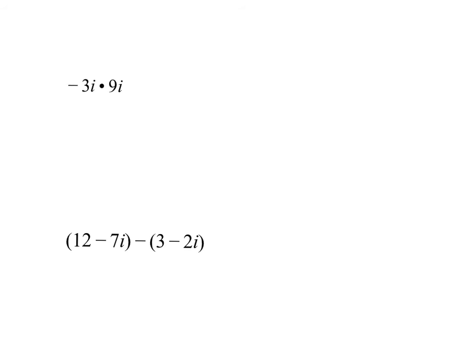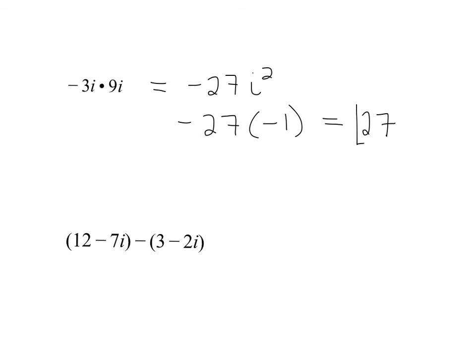So this one would be very similar. Negative 3i times 9i would be negative 27, and then i squared. Oh, but again, we know i squared is negative 1. So this is negative 27 times negative 1. Negative 27 times negative 1 is just positive 27.